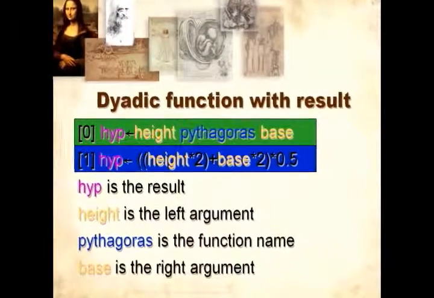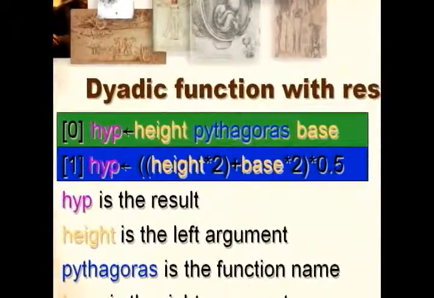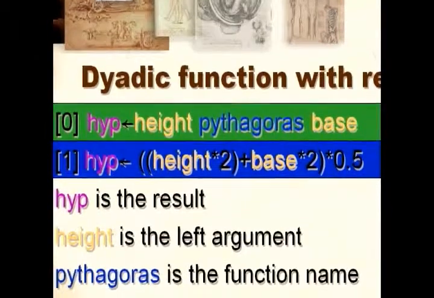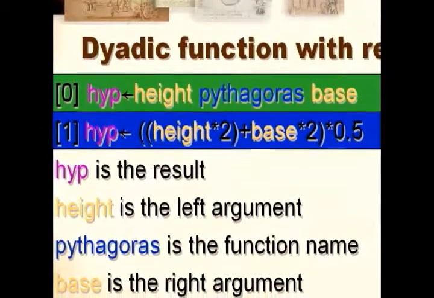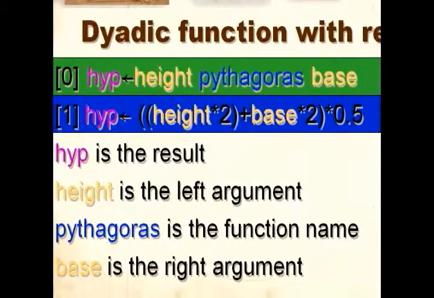And on line 1, the only line in the body of this function, we see what the function does, and it assigns to hip the value of the square of height plus the square of base, the entire thing being to the exponent 1/2, which is the square root. So the line of this function here describes the entire process: what is done with the height, what is done with the base, and where the result goes. Hip is the result, height is the left argument, Pythagoras is the function name, and base is the right argument.